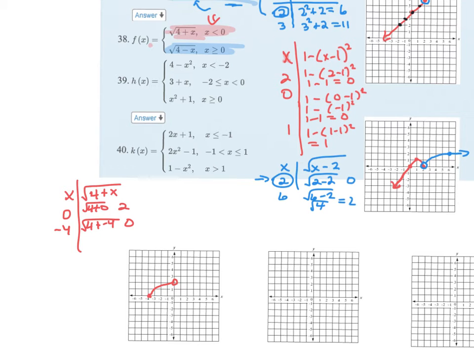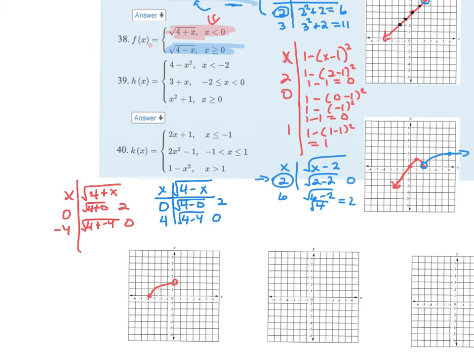Now let's get the other side. So if I do that one in blue, x, and the square root of 4 minus x. And this time my values of x have to be 0 or greater. So again, let me go ahead and plug in 0, and then I'll also plug in 4. So 4 minus 0, that gives me 2 when I square root 4. And then here, 4 minus 4, that gives me 0. Square root of 0 is 0.